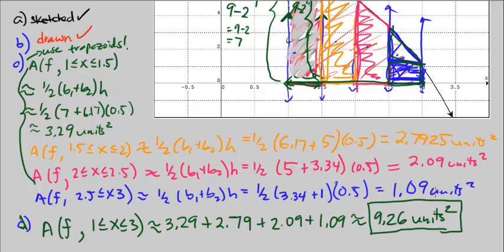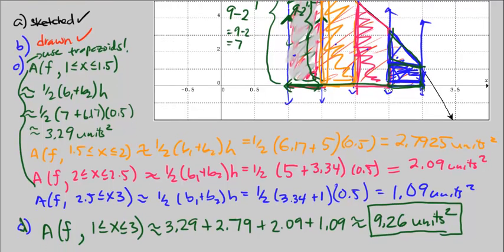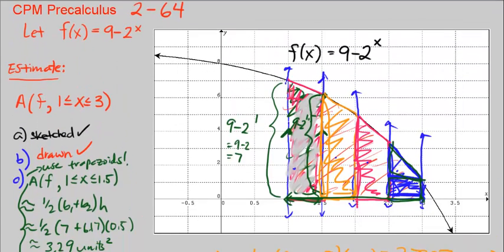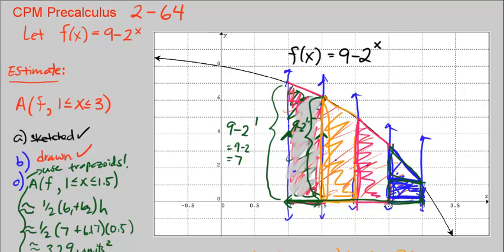If you got something around this, you're great. If you get around, it could be anywhere between, I would say, 8 to 11 even. If you get something close to that, it will be a good approximation. All right. So this then ends CPM Precalculus Chapter 2, number 64.